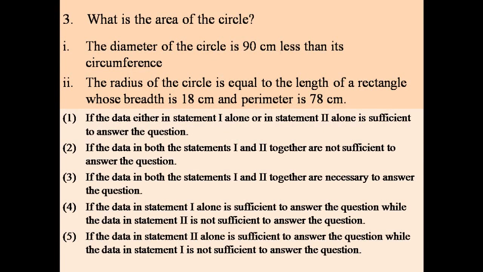Independently, statement 2 alone is able to lead us to the area. So, this is a question where statement 1 alone is able to give the answer without considering statement 2, and statement 2 alone is able to give the answer without considering statement 1. That means if you look at the choices carefully, the first choice itself is the correct choice, because if the data either in statement 1 alone or in statement 2 alone is sufficient to answer the question, that is the correct answer for this question.